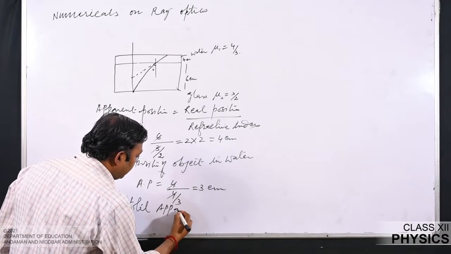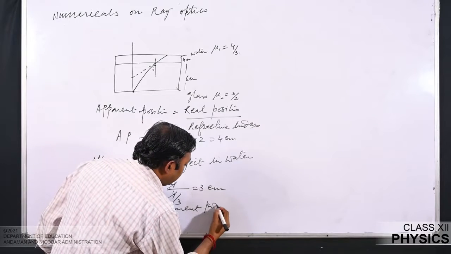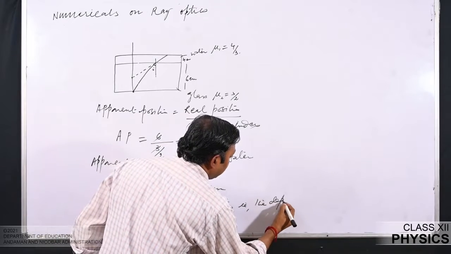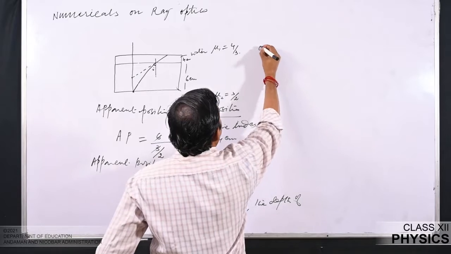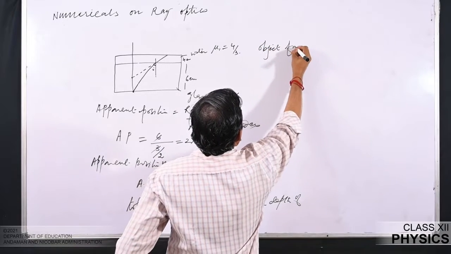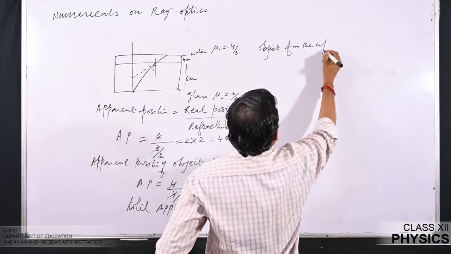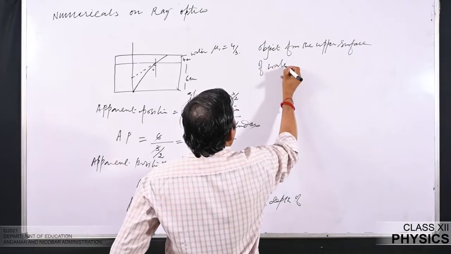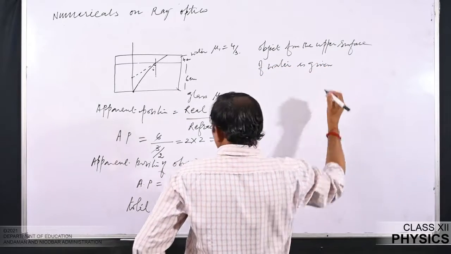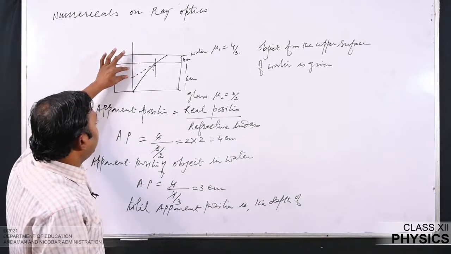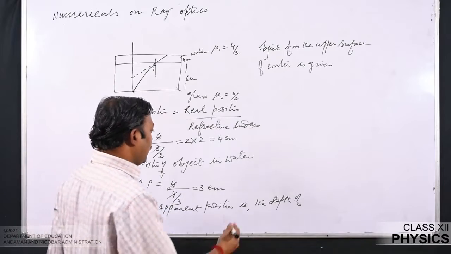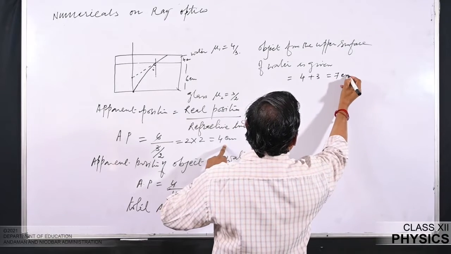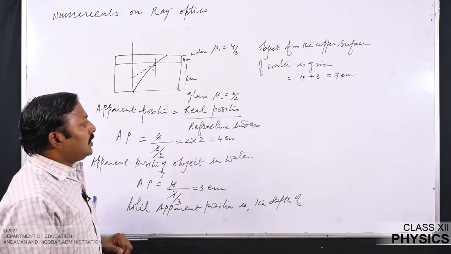So the total apparent position, that is the depth of the object from the upper surface of water, is given by the total of the apparent depths produced by glass as well as water, which is equal to 4 plus 3 equal to 7 centimeter. So this is the apparent position of the object.